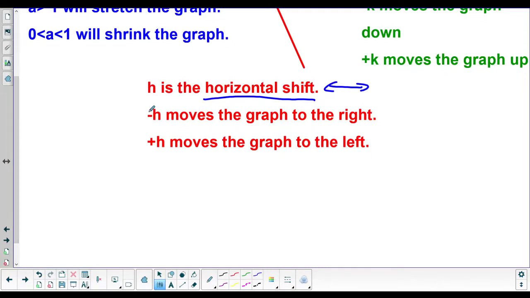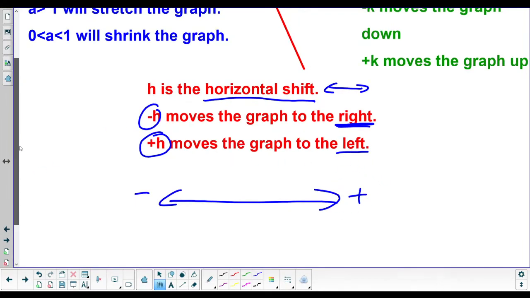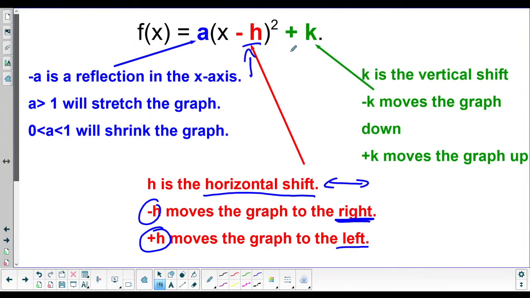So if we have a negative h, normally on an x-axis, left is negative, but a negative h is going to move the graph to the right. If we see a plus number inside the parentheses, that's going to move the graph to the left, even though normally to the right is positive. So whatever you see in here, it's going to be backwards.